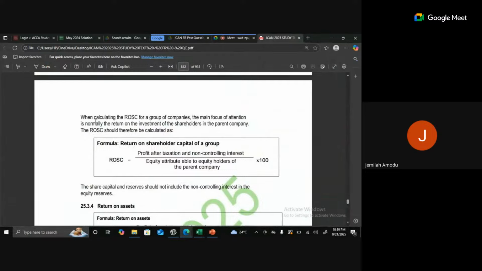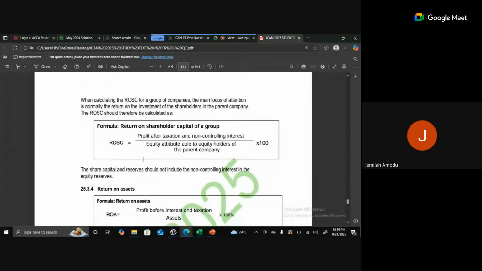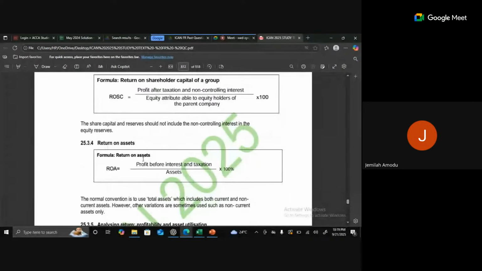So that is what they say there. And they mentioned that your attention is basically on the parent. You just want to know the one that belongs to the main owner of that company, like the majority shareholders. What is that part that belongs to them? That is what you use to measure the return on shareholders capital. So that is why you have to take out the non-controlling interest part of it for you to get the actual picture of what you're looking for. They say the share capital and reserve should not include non-controlling interest in the equity. So that is what they are telling you.